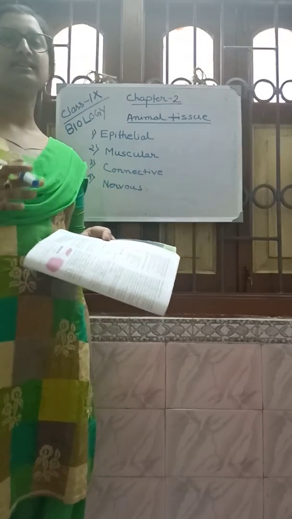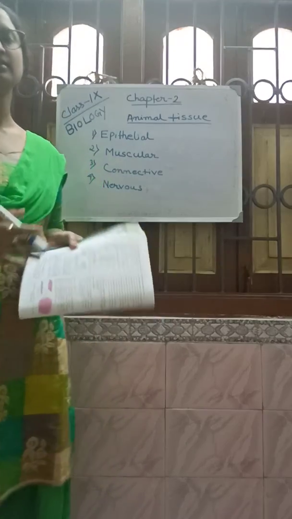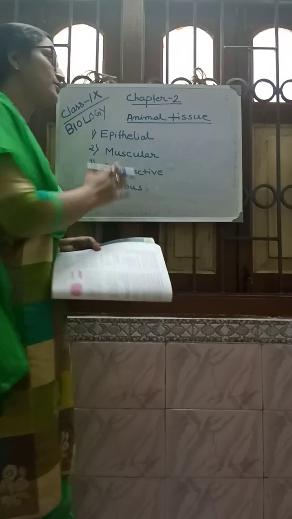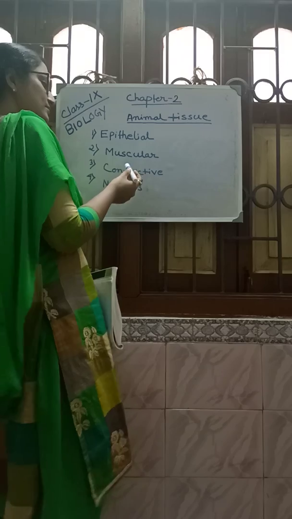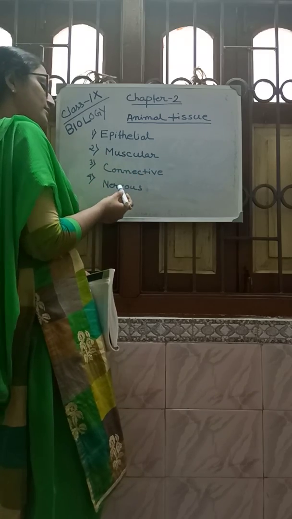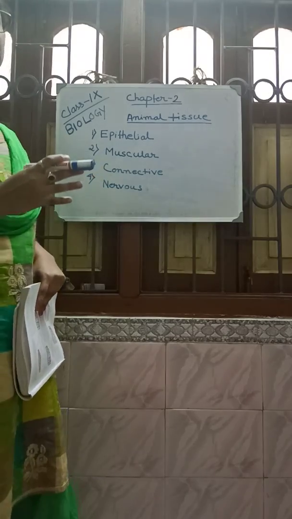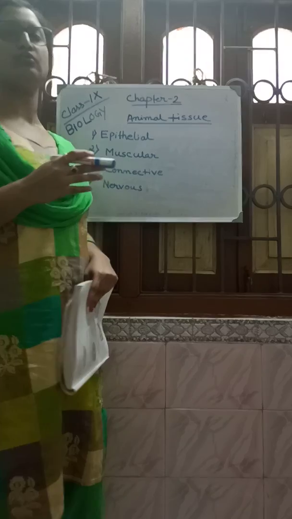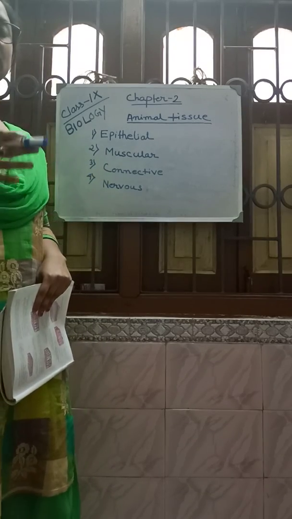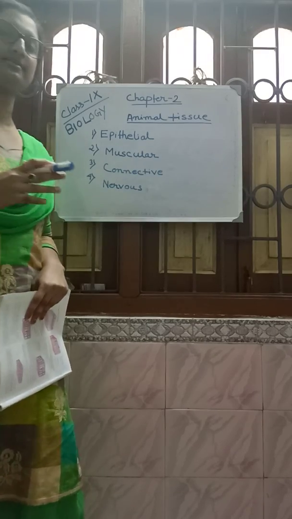Animal tissue is a little different from plant tissue. Actually, there are four major types of tissue present in animal tissue: first, epithelial tissue, muscular tissue, connective tissue, and nervous tissue. In animal tissue, we have to know the location, and the structure and function.